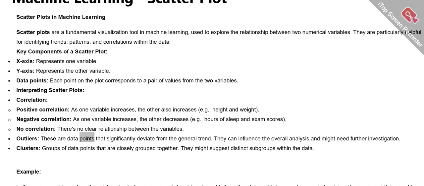Outliers: these are data points that significantly deviate from the general trend. They can influence the overall analysis and might need further investigation. Clusters: groups of data points that are closely grouped together. They might suggest distinct subgroups within the data.